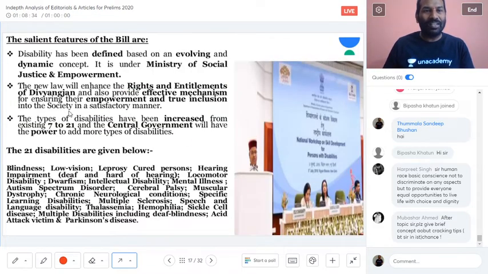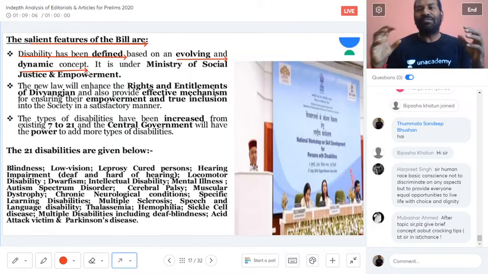And the next one in regards to persons with disability, actually when we look at the salient features now here, the disability has been defined. If you look at the definition of disability, you will be shocked. There is no proper definition, but there is a definition. It is based on an evolving and dynamic concept. That means there is no prescribed definition for disability.